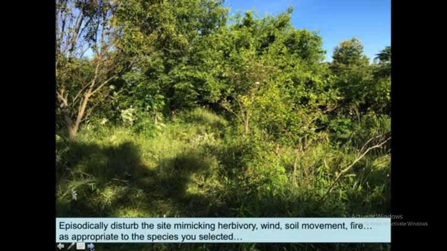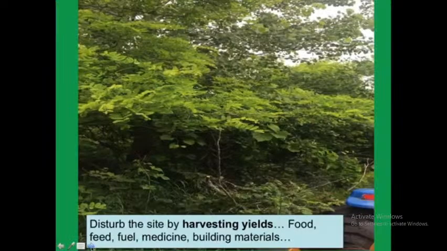Do the disturbance appropriate to your particular species. And when we disturb, we want to harvest a yield. When I go into a site, at worst case scenario, I want to be harvesting firewood, mushroom logs. I want to be planting mushroom spawn. I want to be harvesting raspberries, grapes, blackberries, mulberries.